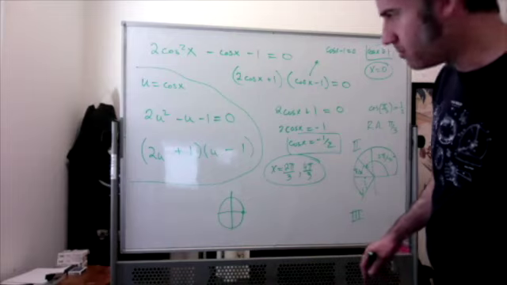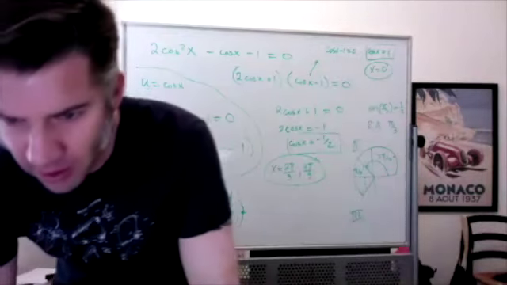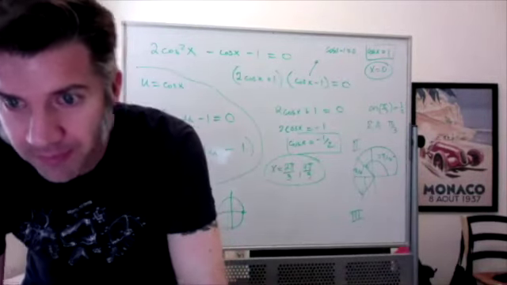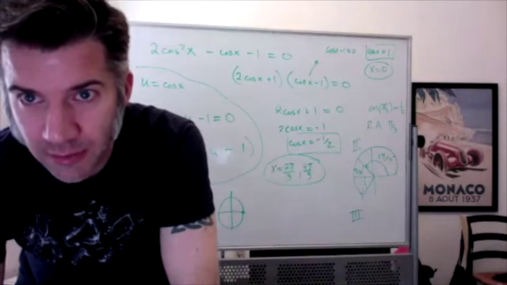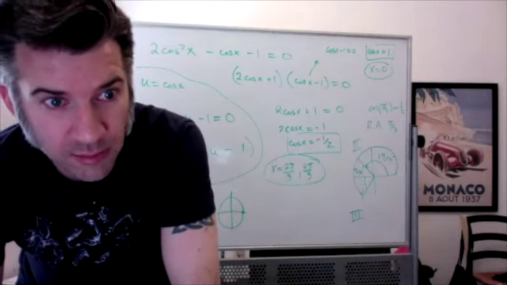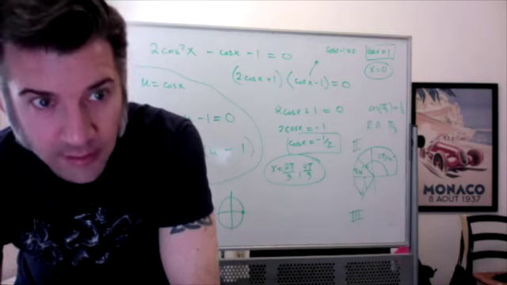Okay. Do I have one more? Let me see. James? Yeah. So would our three answers be 2 pi over 3, 4 pi over 3, and then 0? Correct. Okay.